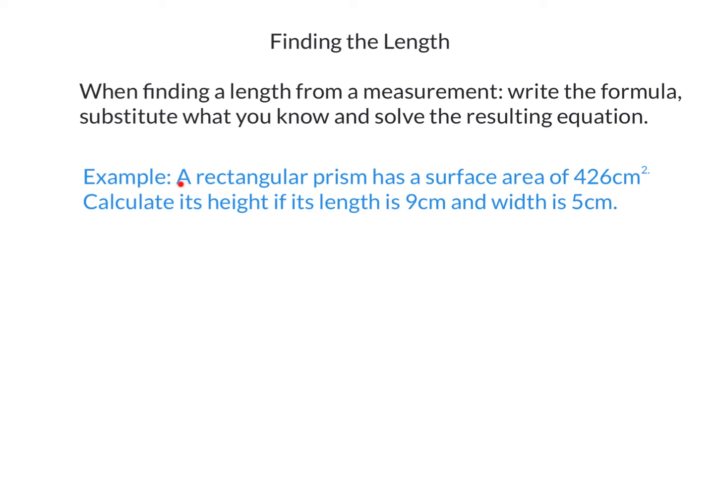So for example, I'm telling you a rectangular prism has surface area 426, length 9, width 5. You need to find the height. You need to find a dimension. So we're going to start by writing the formula for total surface area of a rectangular prism. It's just 2LW plus 2WH plus 2LH. That's because there are 6 rectangular faces of a rectangular prism and they come in pairs. Now I'm going to substitute what I know. I know the total surface area is 426.